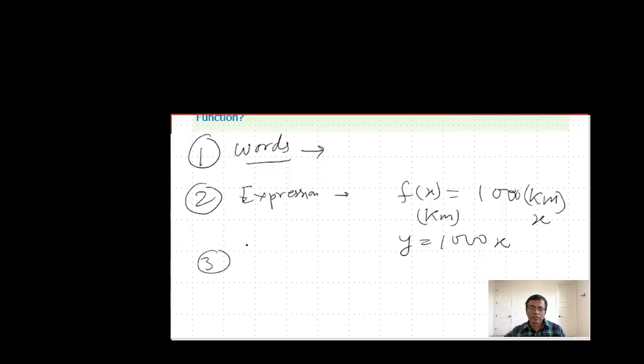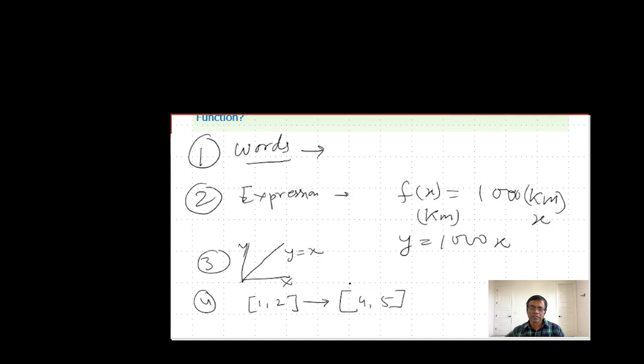The third way of looking at a function is by graph. Suppose a function is y equals x. This is the y-axis, this is the x-axis. So this is another way of expressing y equals x. Another way of expressing a function is by set notation. When we mention 1, 2, it leads to 4, 5. This is another way of representing a function.